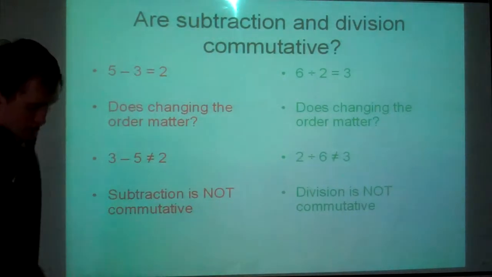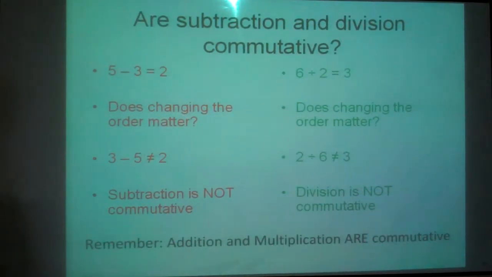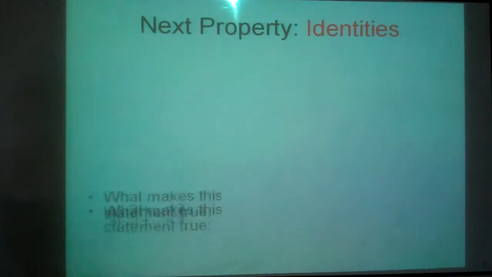So division is not commutative, neither is subtraction, but adding and multiplying are, as we saw earlier. Okay, the next property, those are our identities.